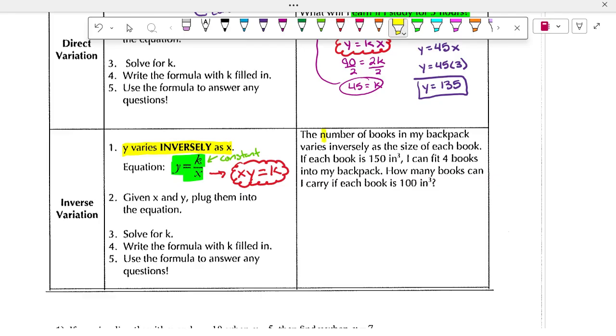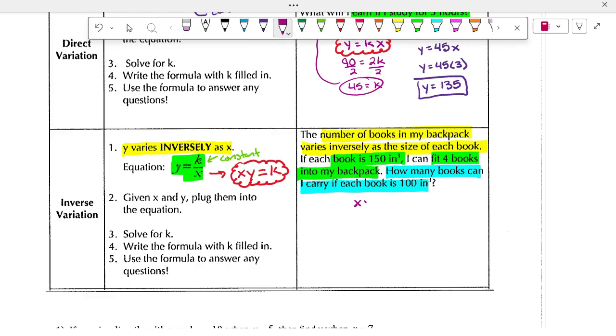So the number of books in my backpack varies inversely as the size of each book, which makes sense because obviously the size of the book shows you how many books you can fit in your book bag. The larger the book, the fewer books you can put in. Each book is 150 inches cubed, and I can fit 4 books in my backpack of that size. How many books can I carry if each book is 100 inches cubed?